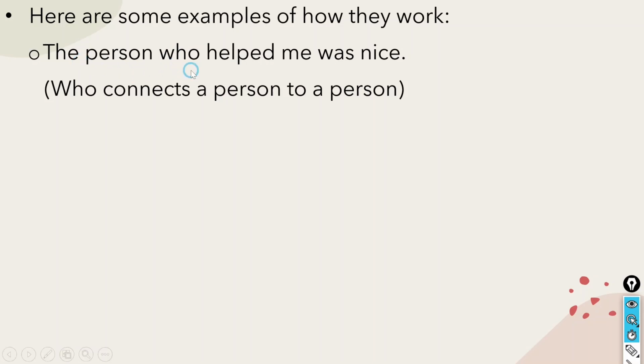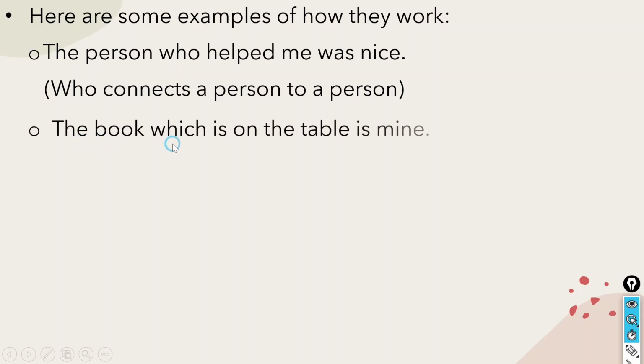The person who helped me was nice. You cannot say the person which helped me was nice. That would be wrong because which and that, as we have noted, come under non-personal relative pronouns, meaning you use them whenever you are talking about just things, not human beings.